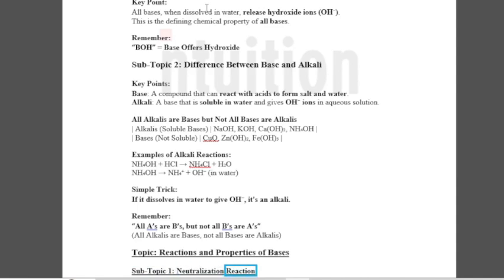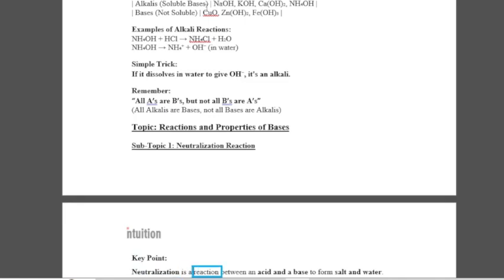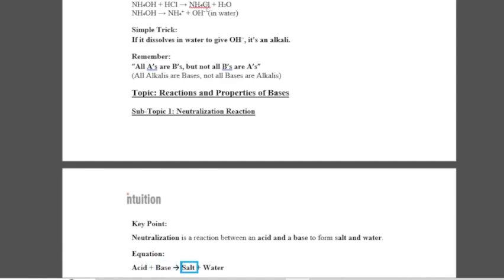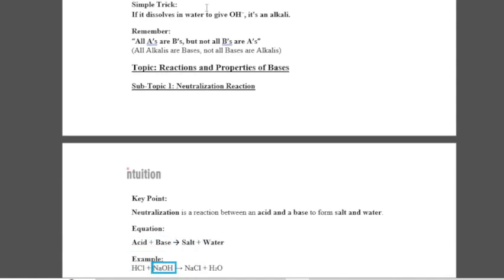Neutralization reaction. Key point: neutralization is a reaction between an acid and a base to form salt and water. Equation: acid plus base gives salt plus water. Example: HCl plus NaOH gives NaCl plus H2O.